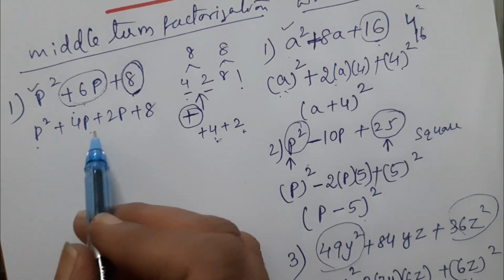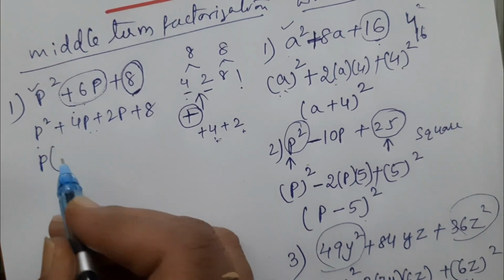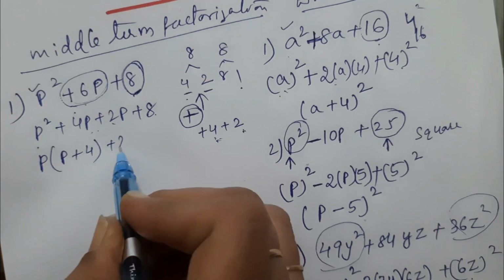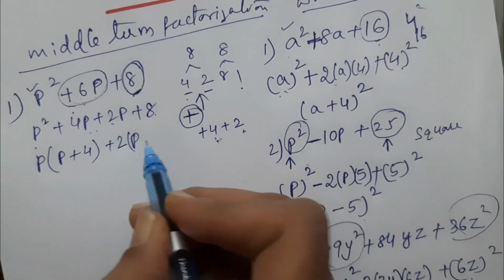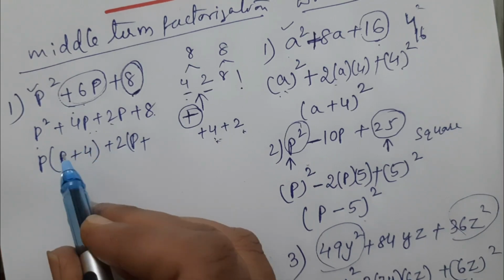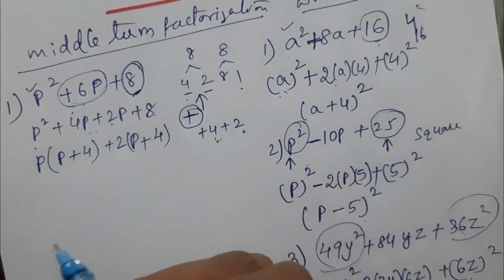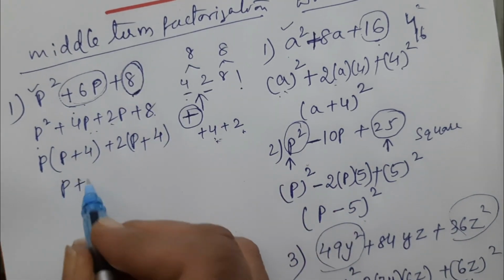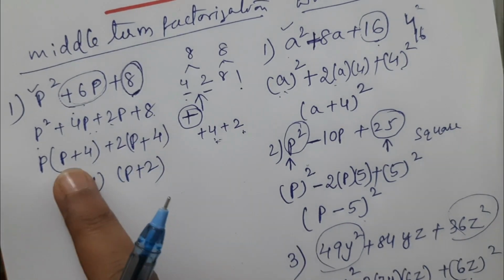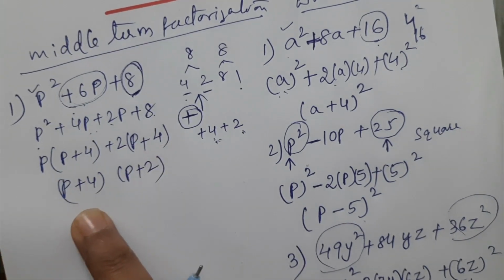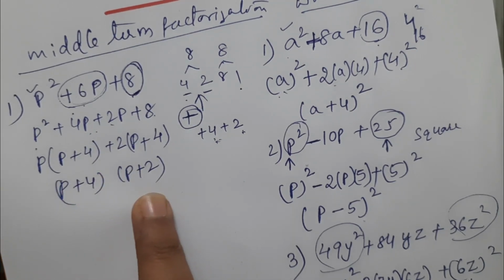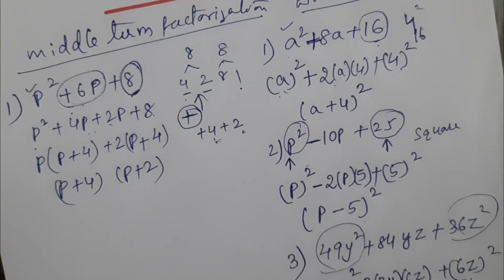Among the first two terms, p is common, so we take p. We are left with p plus 4. Among the other two terms, 2 is common. If we are getting perfect factors, then the same bracket will be repeated, so we repeat this p plus 4 again. Thus (p plus 4) and (p plus 2) are the final answer. The common bracket is the first bracket and the numbers we took common form the second bracket. So this is our final answer. Now let's start with one more example.